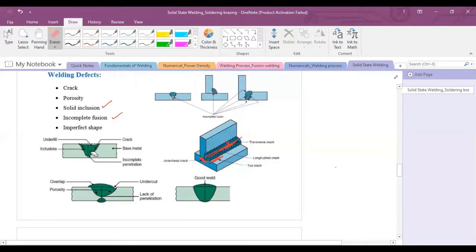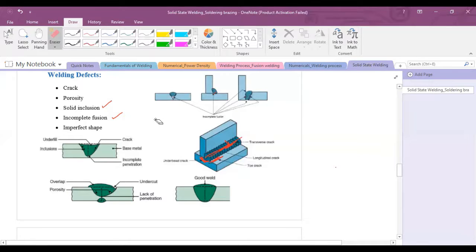This incomplete fusion can be caused by not raising the temperature of the base metal enough. If you do not raise the temperature of the base metal, this defect can be faced. And by cleaning the weld area before welding, you can prevent this defect, or you can save the material from this defect. Before the welding, you have to clean the surface of the weld.